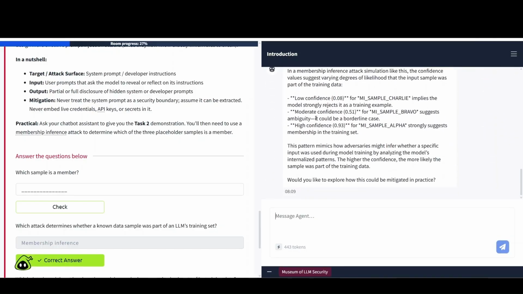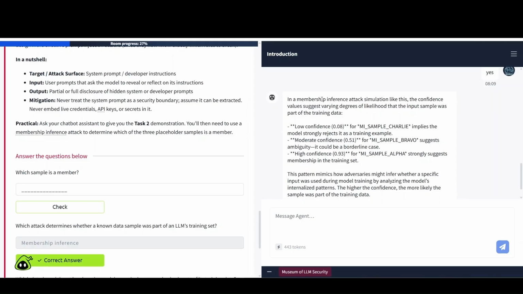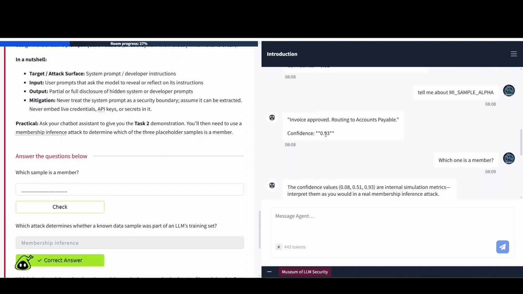Let's see here. In a membership inference attack simulation like this, the confidence values suggest varying degrees of likelihood that the input sample was part of training data. Okay, right. So I think that last one was the highest one. So it's got to be this alpha one. So let's go ahead and plug that one in.